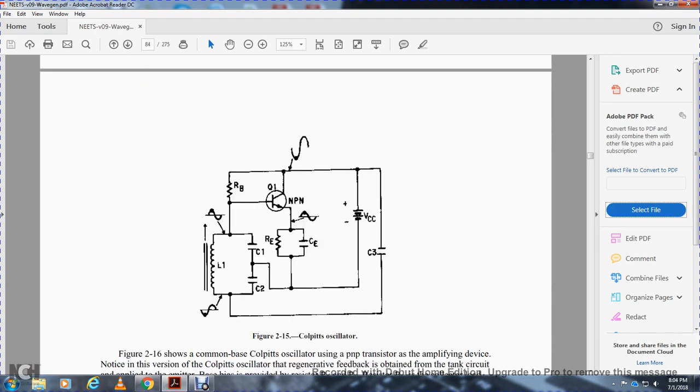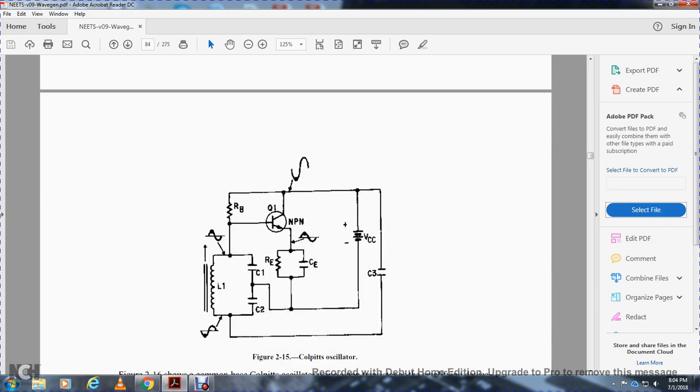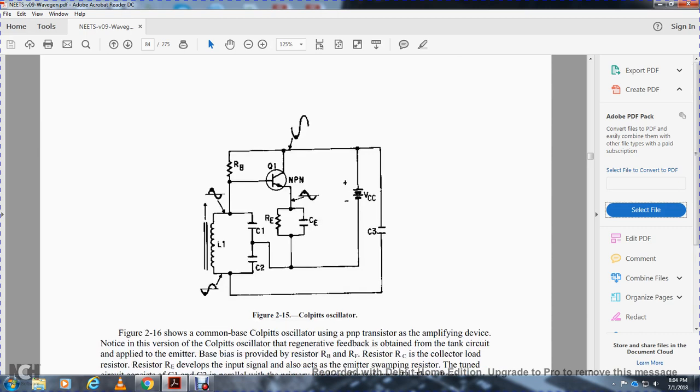Alright, figure 215 shows your Colpitts oscillator. You have your resistor, voltage, and capacitor, with the resonant frequency at the emitter. The amperage and voltage would be in the inductive coil 1 and capacitors 1 and 2. And then your outside capacitor, voltage, and resistor bias on transistor 1.